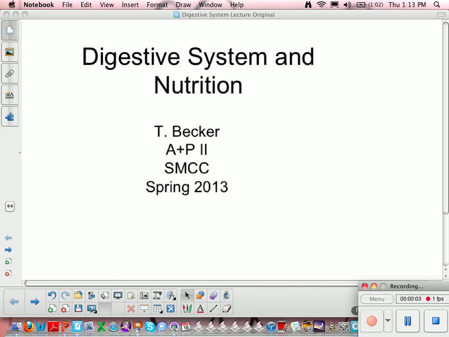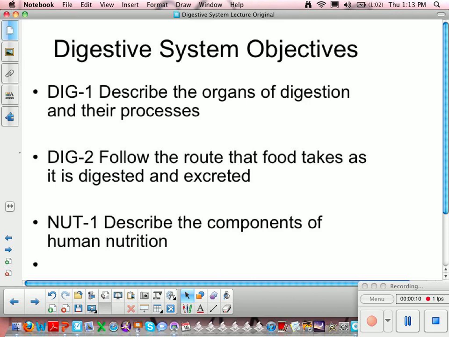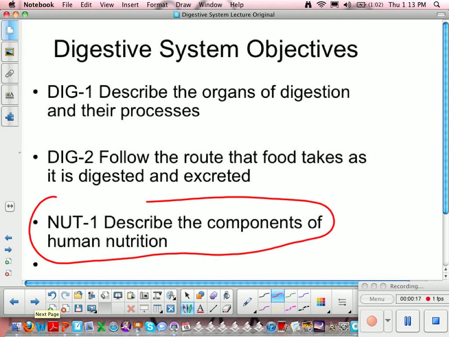Okay, this is the digestive system. This is going to be lecture for slides 1 through 4. 1 and 2 should be relatively quick. There's the objectives. We're not going to have any assessment on this nutrition part, so slides 24 through whatever. The nutrition part of the lecture is just for your information only.